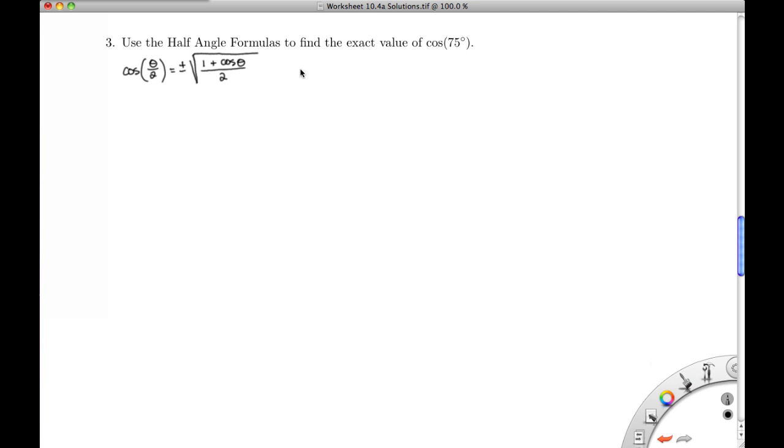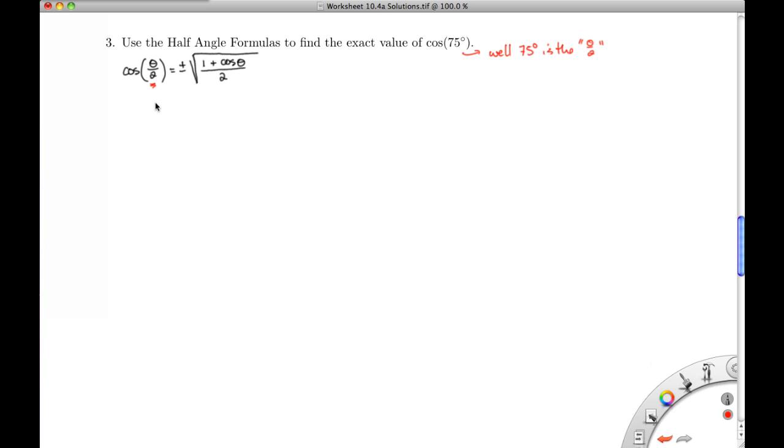So here's where we have to be careful. We're asked to find the cosine of 75 degrees. So the 75 degrees sort of plays the role of the theta over 2 here. One way you can think about it is, 75 degrees is the theta divided by 2 in this problem. It's the thing that goes right here.